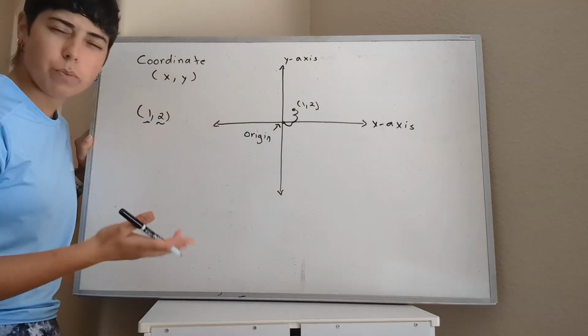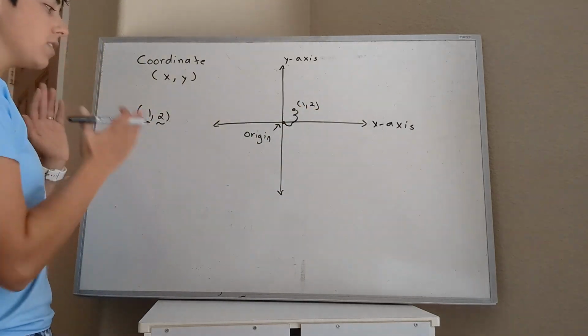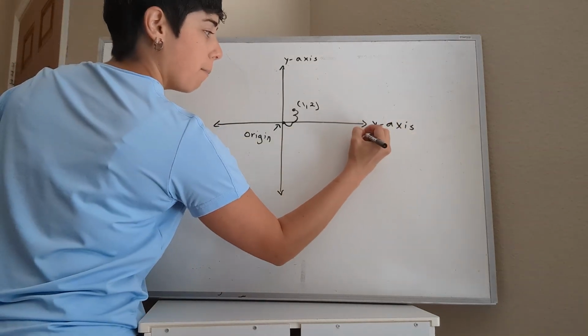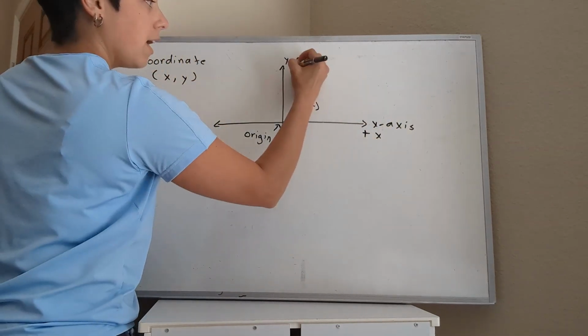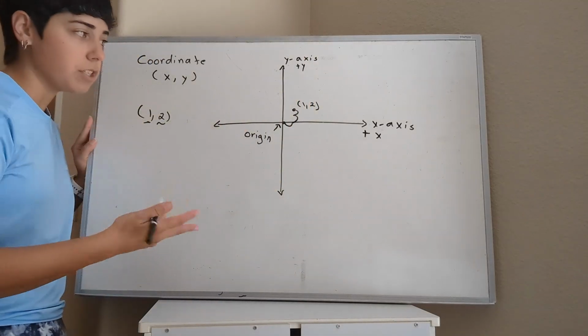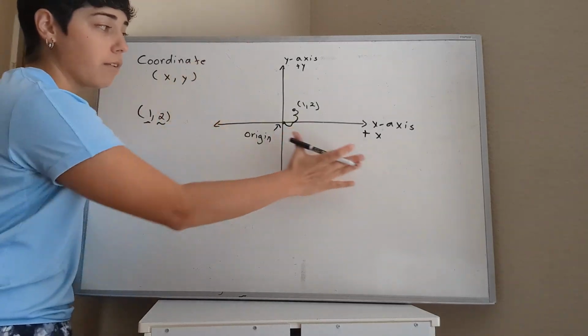Now, how do we know which way we're going? Well, it all depends on the sign of the numbers. So if I go this way, I'm talking about positive x values and positive y values. But we know there's also negative numbers. And that's how we get into the rest of this plane.